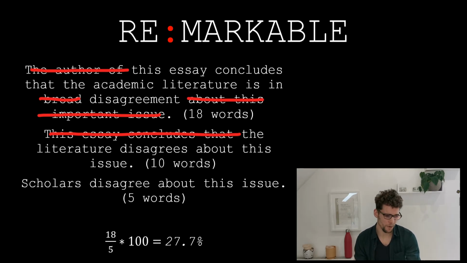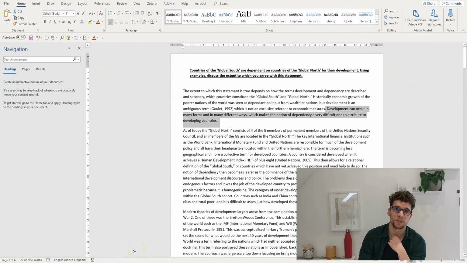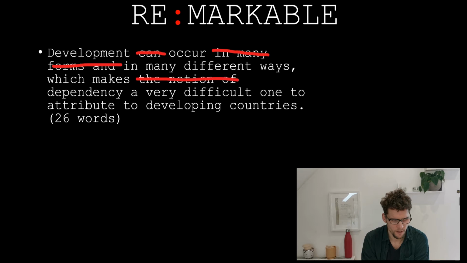So let's now apply this to just one more sentence that I wrote as an undergraduate student at the University of Exeter on an essay on development. It's this sentence here. Development can occur in many different forms and in many different ways, which makes the notion of dependency a very difficult one to attribute to developing countries. Okay, 26 words. Can we make that more concise? Absolutely we can. All we need to do is do exactly the same thing, cut the words we don't think are doing anything important, and start to look at the sentence in a different way.